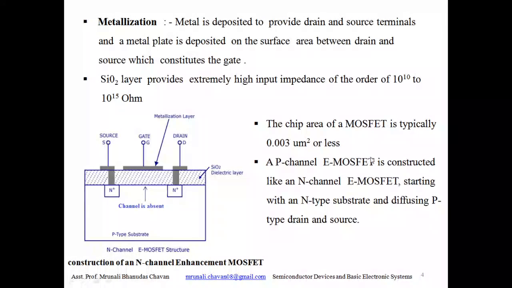Likewise, we can construct the p-channel MOSFET starting with an N-type substrate and p-type drain and source. In this, instead of a p-type substrate we have to use an N-type substrate for the p-channel MOSFET. In the N-channel MOSFET heavily doped N regions are used, while in the p-channel MOSFET the heavily doped p plus regions must be used.